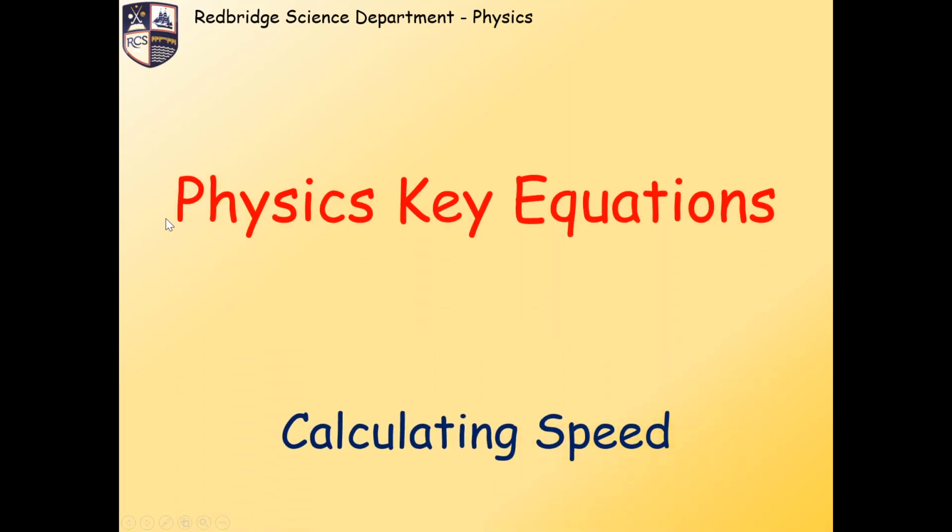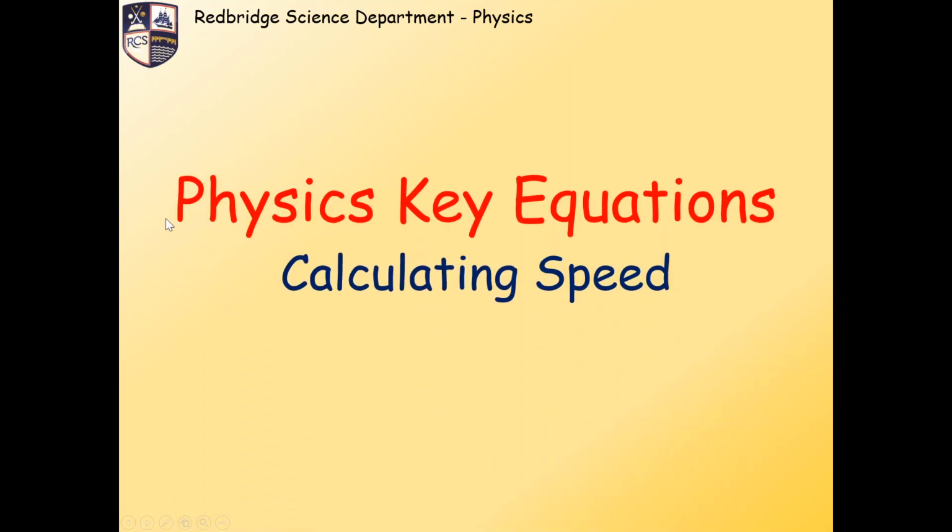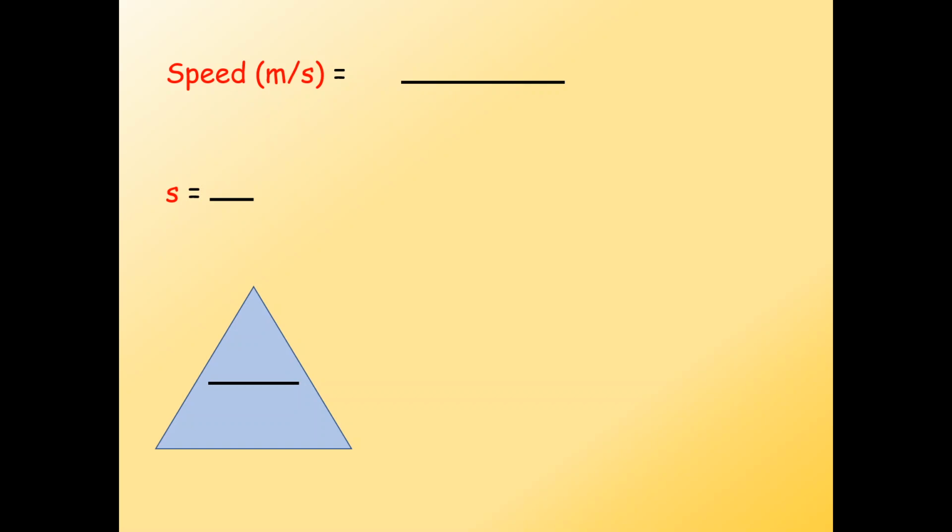Everyone, in today's video I am going to be looking at a physics key equation, specifically at calculating speed. This falls into CP1 and SP1. To calculate speed in meters per second, you have to take the distance in meters and divide that by time in seconds. This can also be written as S equals X divided by T.